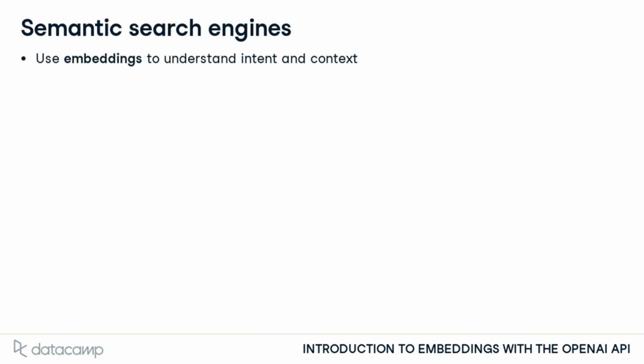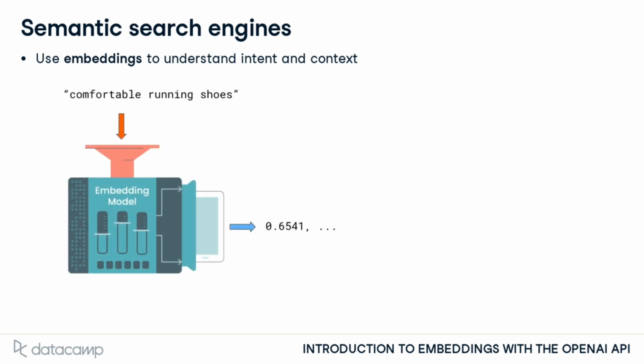Semantic search engines use embeddings to better understand the intent and context behind search queries to return more relevant results. The search query would be passed to an embedding model to generate the numbers that map it onto the vector space, and the embedded results closest to it would be returned.